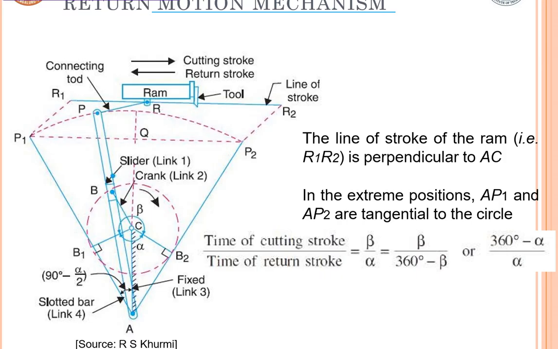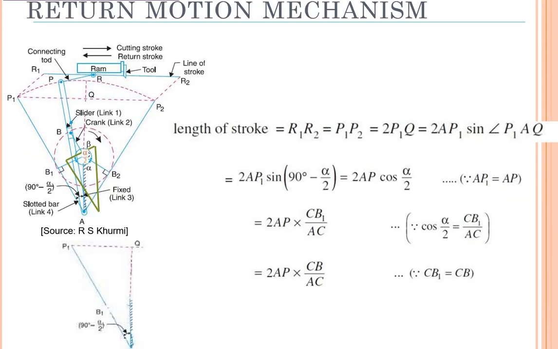So here beta, if you want to keep it in terms of alpha or beta, here you can reduce the expression. So here the line of stroke of the ram, R1 and R2, is perpendicular to AC. So here the extreme positions are AP1 and AP2. It is the tangential circle which is going to get generated. So here we can form the triangle with respect to AQP1. So here we will be able to calculate all the angles required.